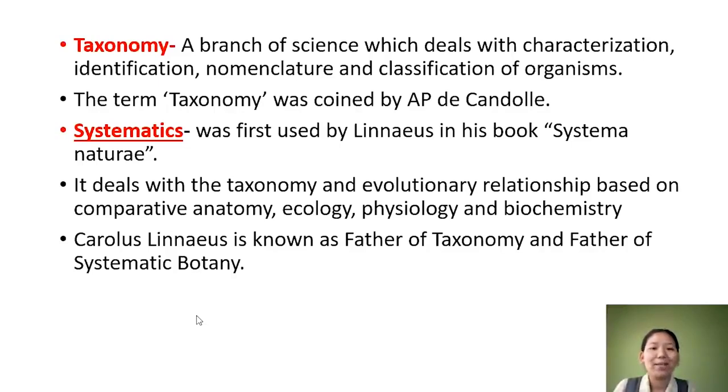Next, we have a modern system of taxonomy, wherein they take the cellular structure, internal metabolism, and so on into consideration. We have another term, systematics. Systematics was first used by Linnaeus in his book Systema Naturae. Systematics deals with taxonomy, which we have already discussed: characterization, identification, nomenclature, and classification.